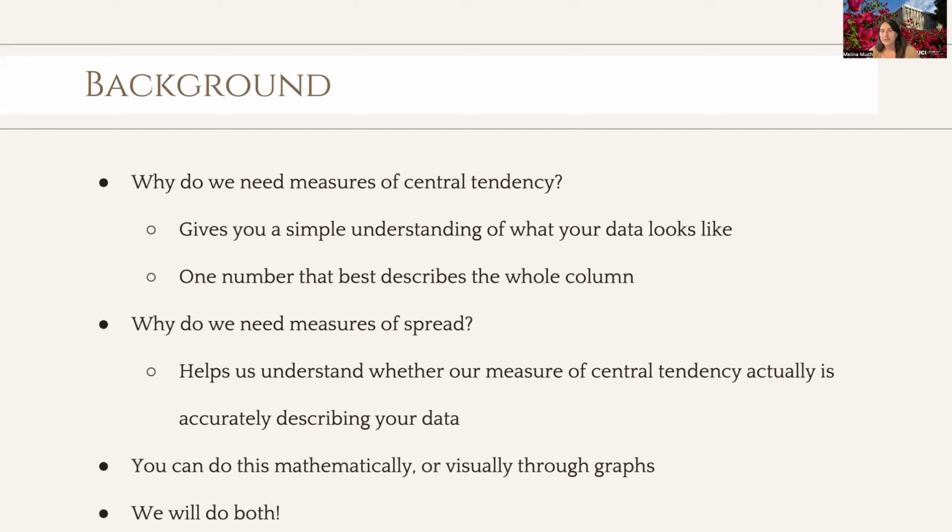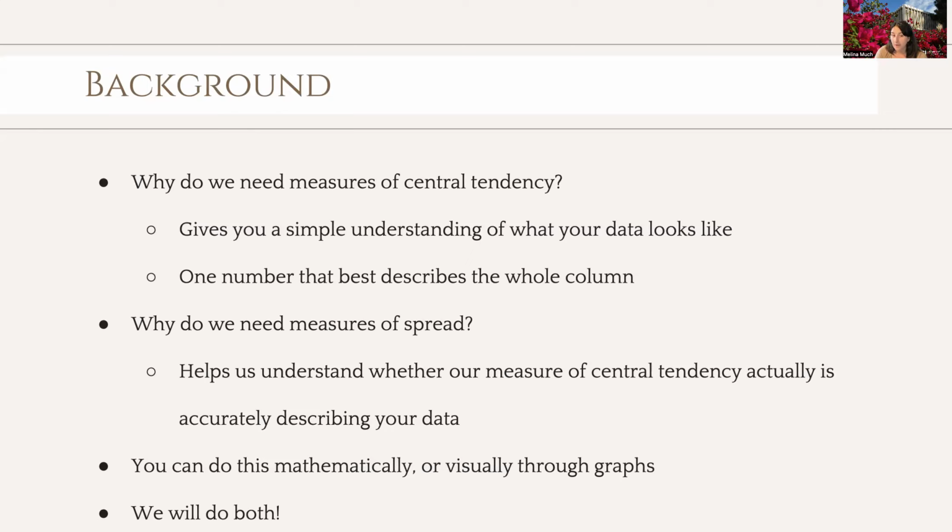So why do we need measures of central tendency? Let's motivate this one more time. It gives you a simple understanding of the way your data looks. It gives you a single number to describe that column or that variable. So it gives you a way to efficiently state what's happening in your data. A really concise way to think about it is it's one number that best describes that whole column.